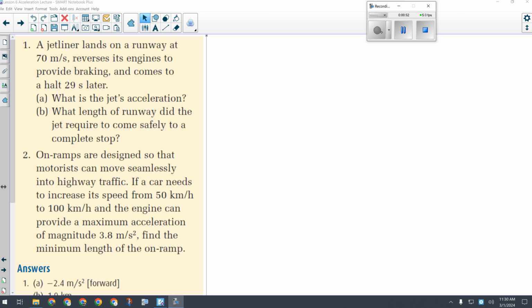So, especially on question 2 there, where you're given the velocities in kilometers per hour, and everything else in meters per second, you should probably make them match. So I'll give you a little bit of time on those, and then we'll go through them together.